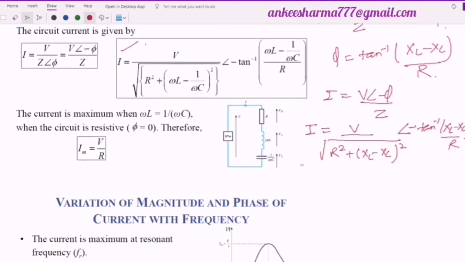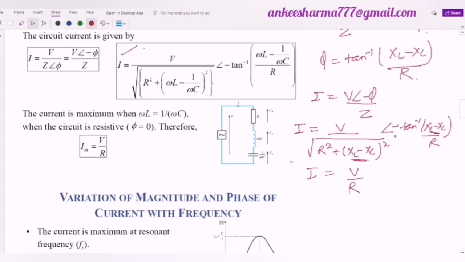Now if I want the value of the current at resonance, definitely at resonance XL will be equal to XC. Then can I say I will be equal to V by R? This term will be 0, this term will be 0. It means tangent inverse of 0 is 0. So I will write here angle of 0 degree, or simply I is equal to V by R. This is the value of the current at resonance, and it is the maximum value. So I will write Im is equal to V by R, right?